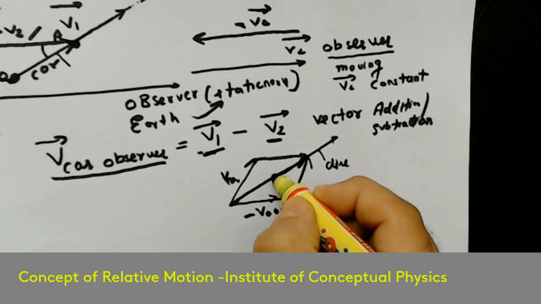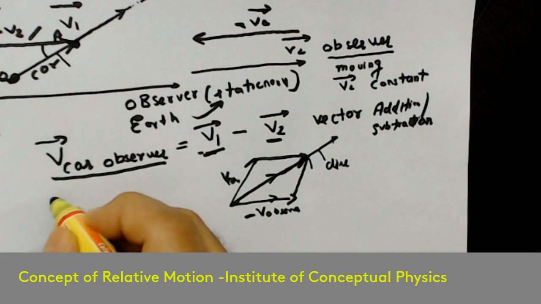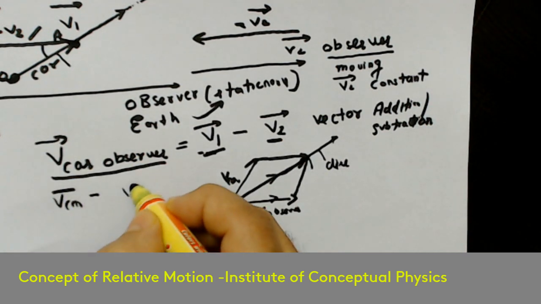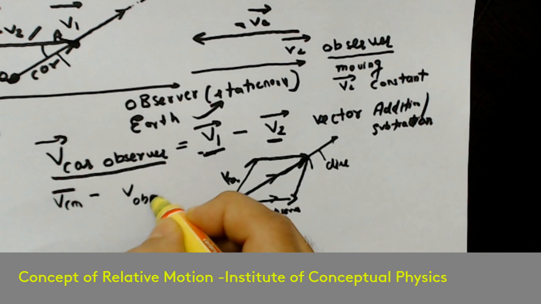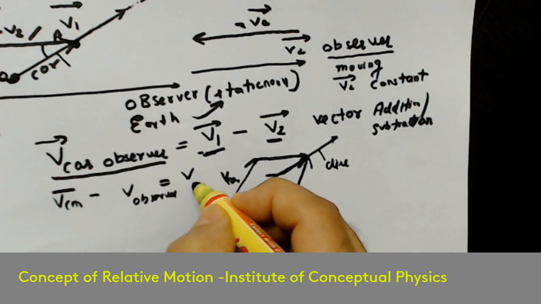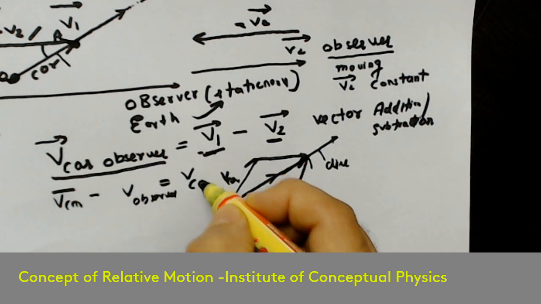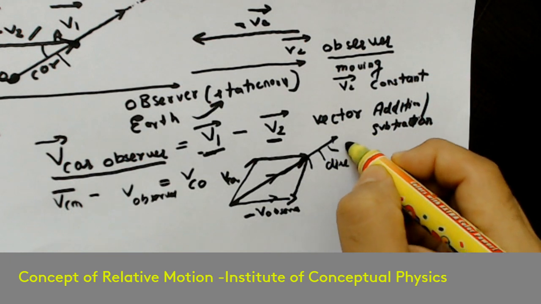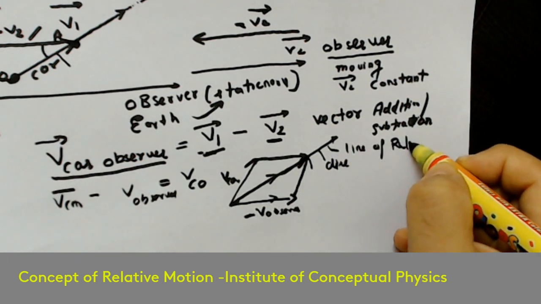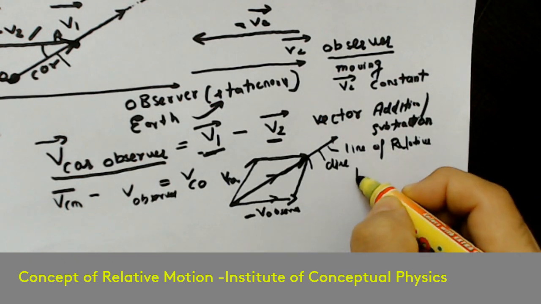So this resultant, which is V car minus V observer, the direction of this resultant vector tells you the direction of the motion of the car as seen by the observer, and is called the line of relative motion. Okay.